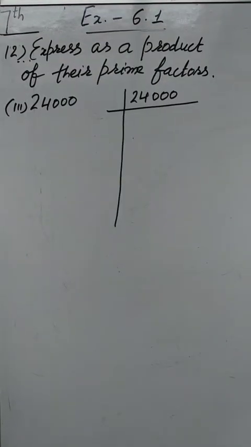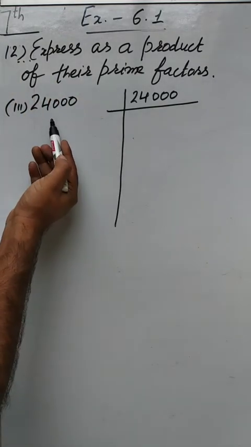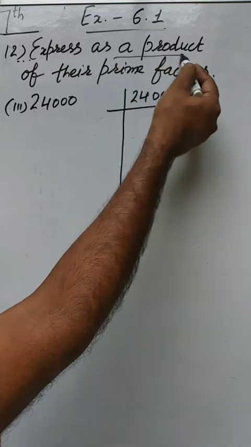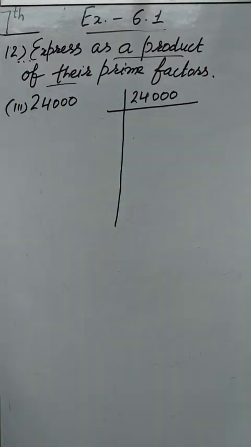Yes, beta, question 12 is also the same as question 11. Express the numbers as a product of their prime factors. First of all, find the prime factors. The first and second questions, beta, you have to try by yourself. I am explaining its third part.